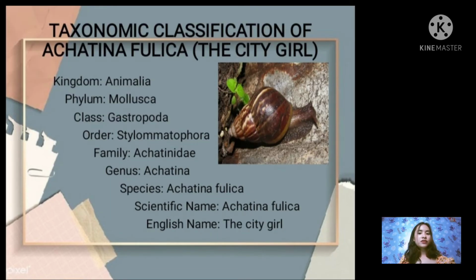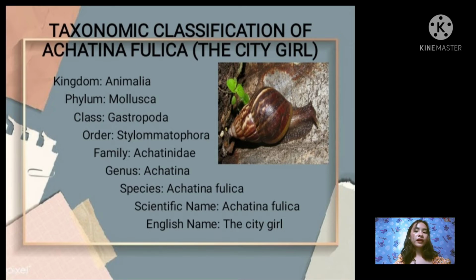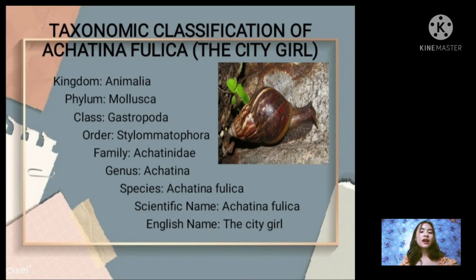Taxonomic classification of Achatina fulica, or the city girl. The kingdom is Animalia. The phylum is Mollusca. The class is Gastropoda. The order is Stylomatophora. The family is Achatinidae. Genus is Achatina. Species Achatina fulica. Scientific name is Achatina fulica. English name is the city girl.